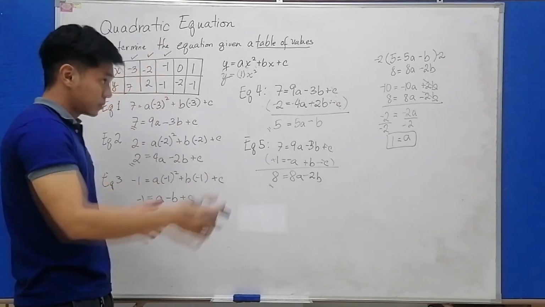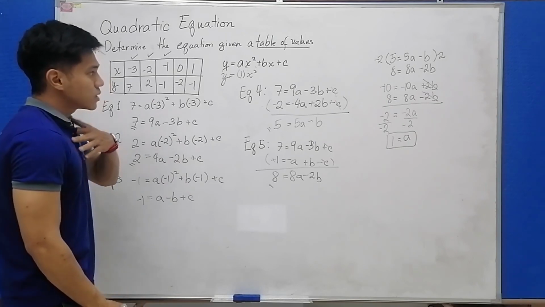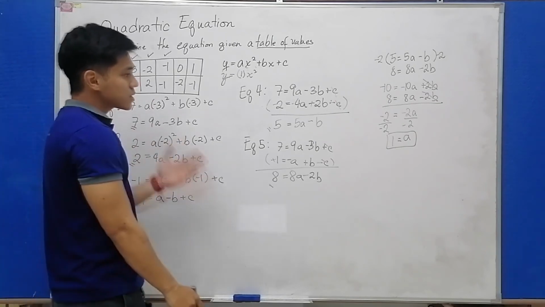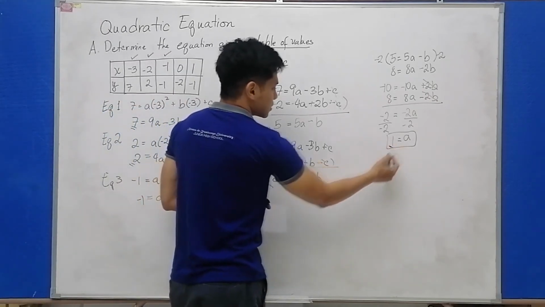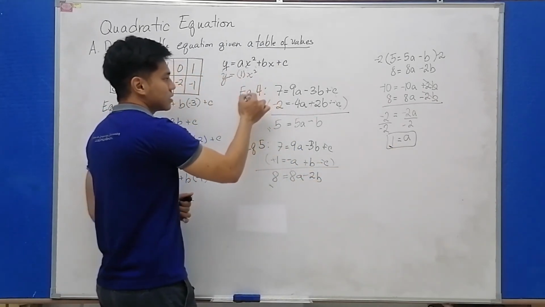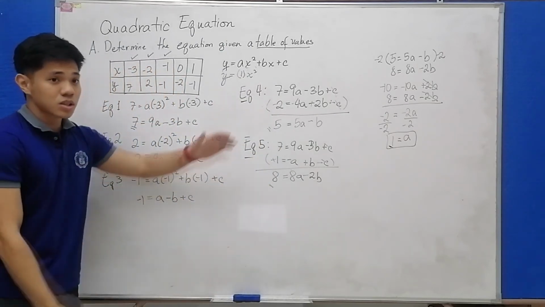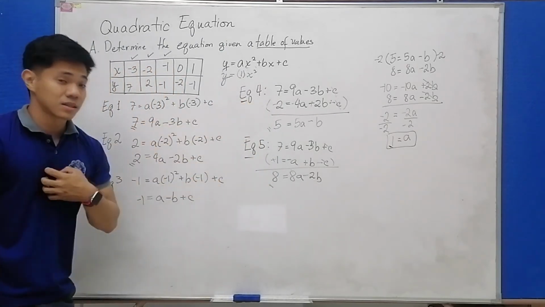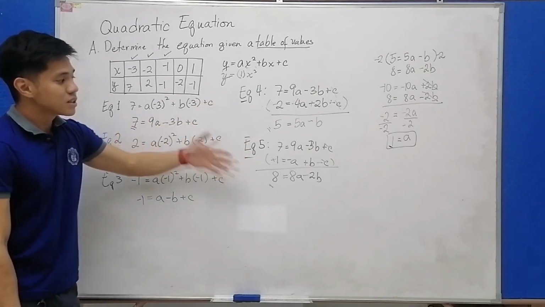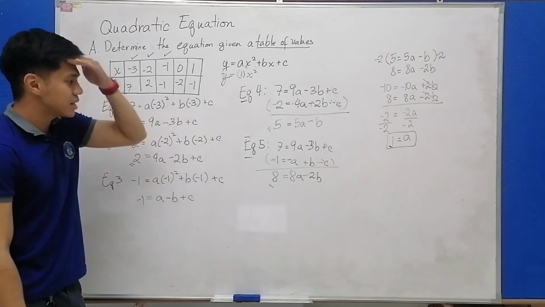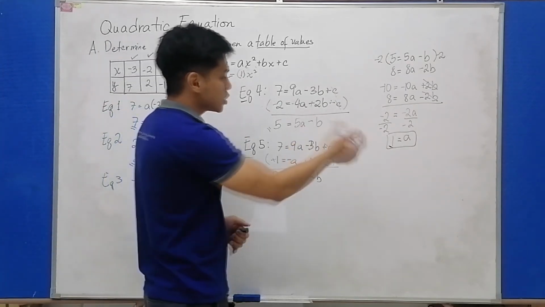So now we have a. What can we do now to get the next letter? The best way to get the next letter is to substitute the letter a into either equation 4 or equation 5. We get to choose which would be easier to manipulate for us. Looking at equations 4 and 5, the smaller numbers are easier to manipulate, so it is going to be equation 4. So let's take equation 4 and substitute letter a.